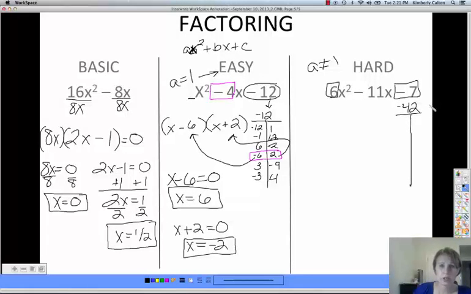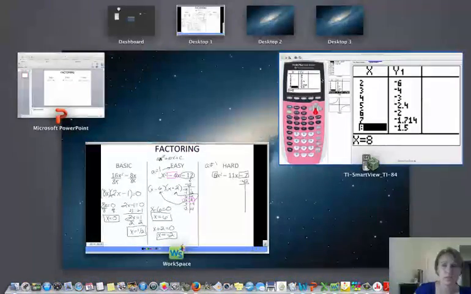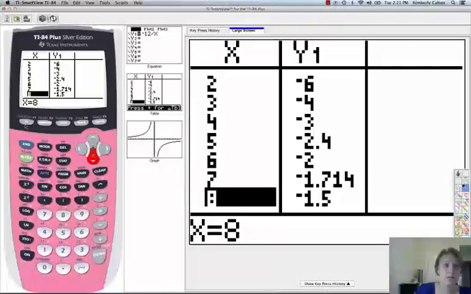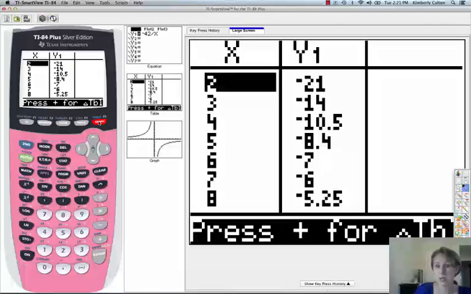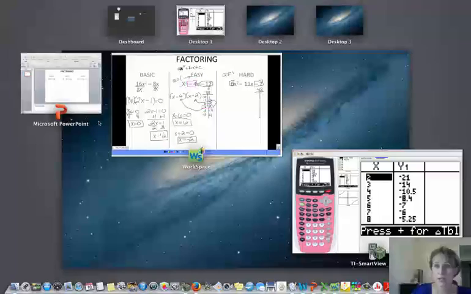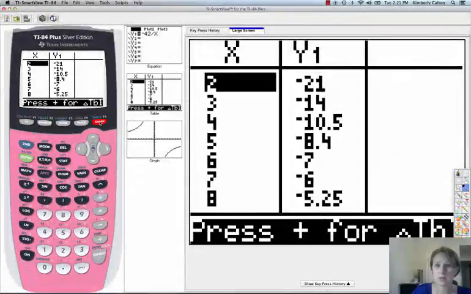Well, if you're not good, like I said, what you could do is pull that calculator up again, and we want to find negative 42 this time. So we have negative 42 divided by x. We're going to press second graph, and we can look at our list of numbers. Now we want these to add up to, let's check, negative 11.